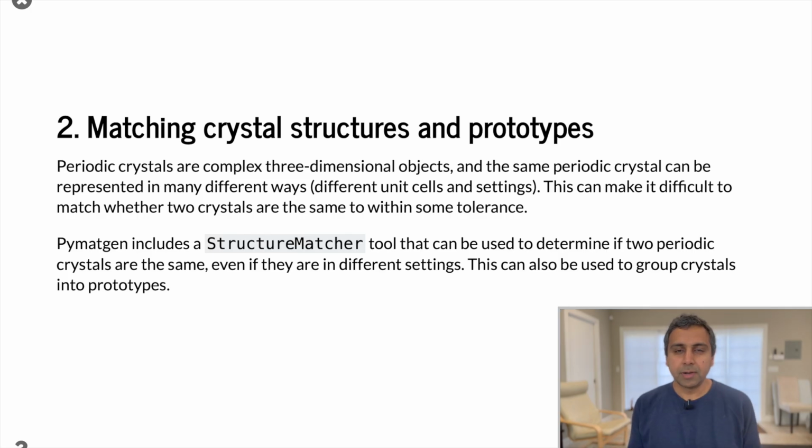Now, because of the nature of 3D crystals, you can find the same 3D crystal represented in different ways numerically, using different sorts of lattices, different bases, different settings, etc. And so it can be very difficult sometimes to know whether two different representations of a crystal structure actually represent the same fundamental crystal or not. So pymatgen includes a tool called structure matcher that can be used to match two crystals together and determine if they're the same. And then it can also be used to group crystal structures into prototypes, and I'll demo both of those in this tutorial.